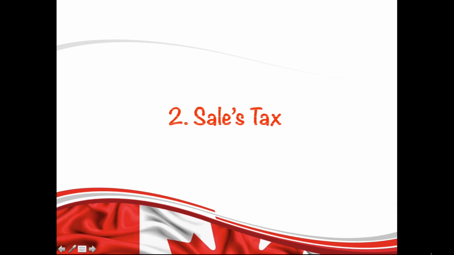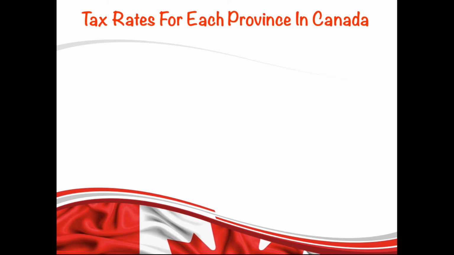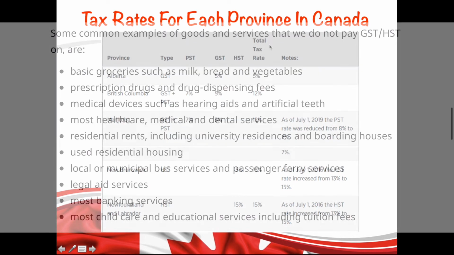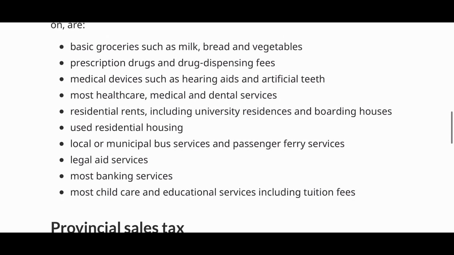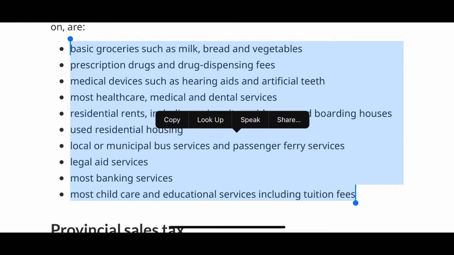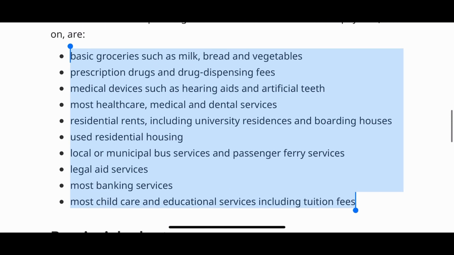only in the province of Quebec. Now let's talk about sales tax. This table shows the sales tax rates for each province in Canada. So whenever you purchase anything in Canada, you must pay taxes, and it varies from province to province, but there are certain things on which you don't pay taxes, such as milk, bread, vegetables, and there are some other things which are listed here, and the link to this list is given in the description box below. You can check it out.